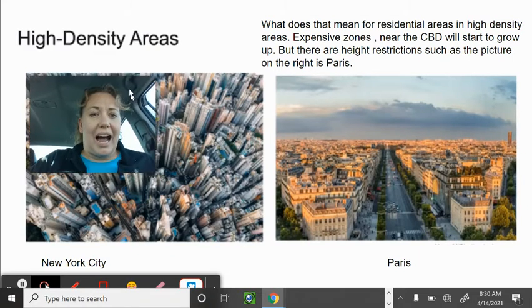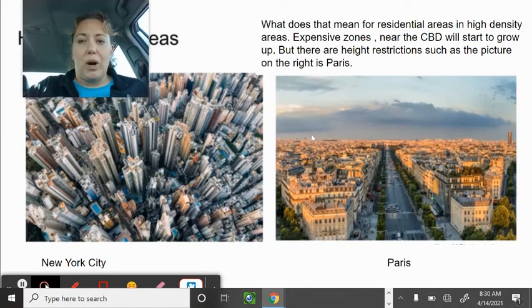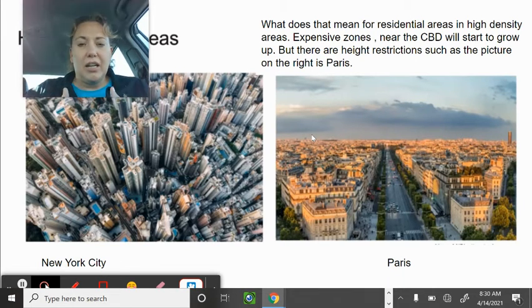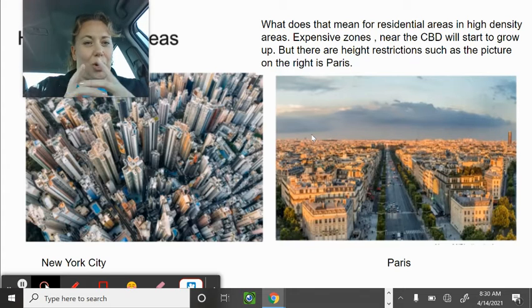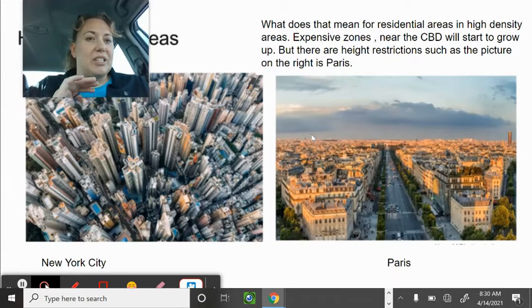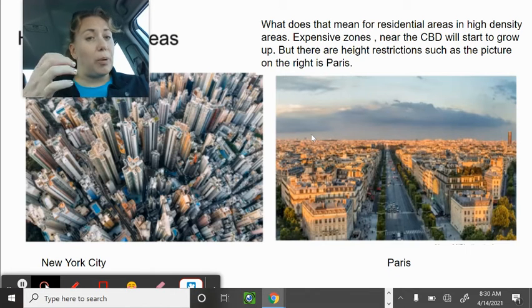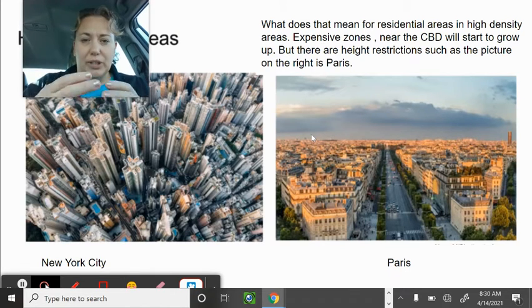Okay. High density areas. So, what does that mean for residential areas in high density areas? Again, the closer to the CBD, the buildings have to start going up because they can't go out. And obviously, that's going to affect the density. You can put a lot more people in a tall building than in a short building.